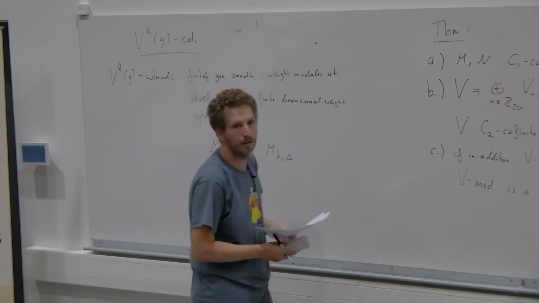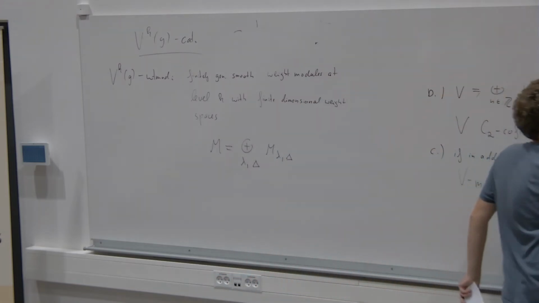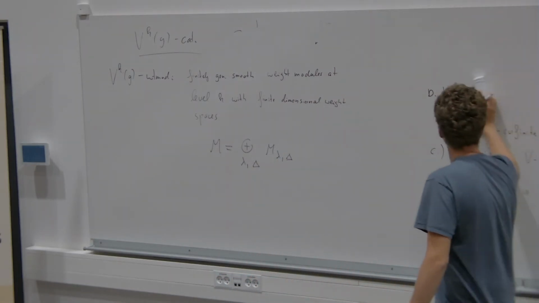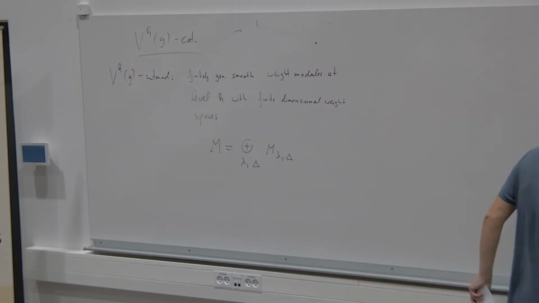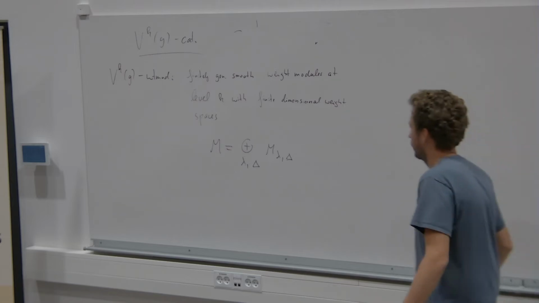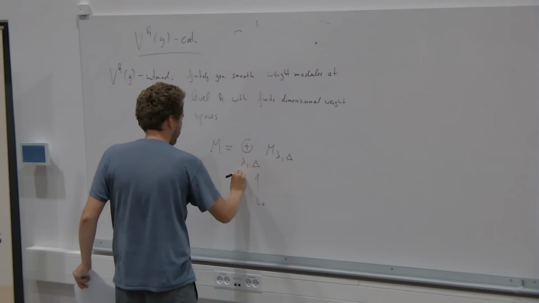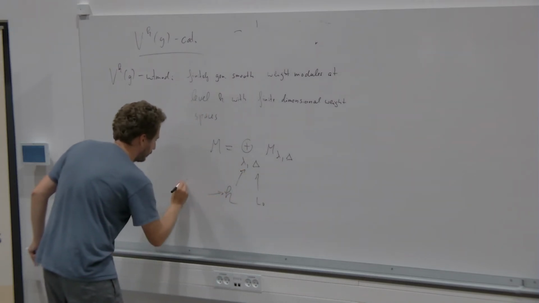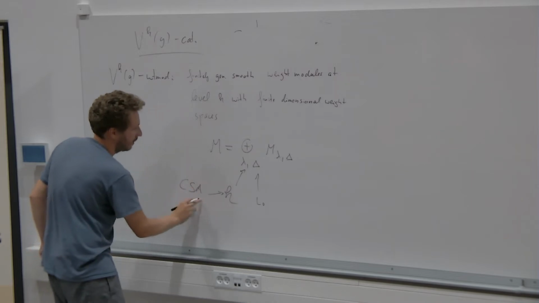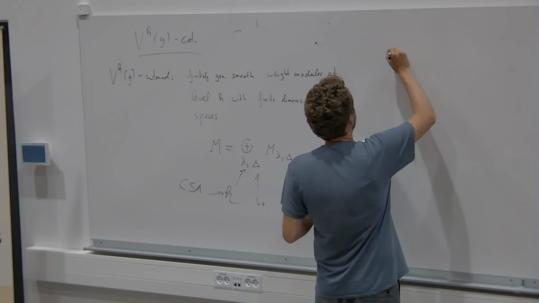Lambda is now a weight? It's a weight with respect to the Cartan subalgebra of g. And the delta is for the action of the Calvin? It's for the action of L0, and this is the Cartan subalgebra. Okay.